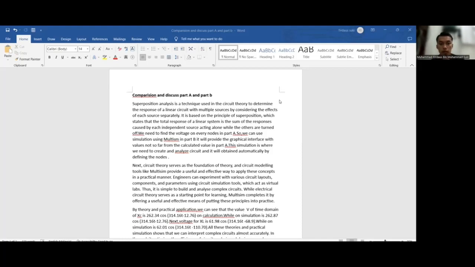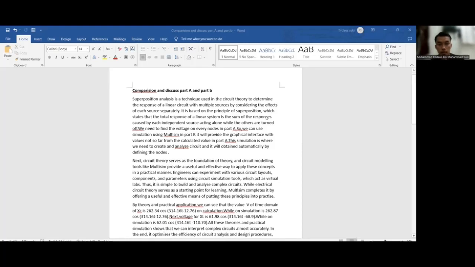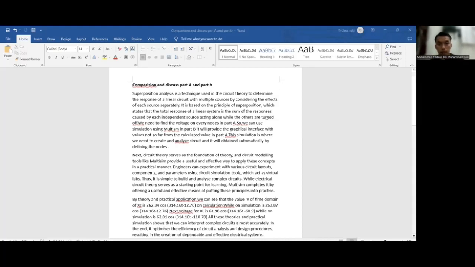We need to find the voltage on every node in part A. First, we find the voltage in part A by calculation. Then we can use simulation in Multisim in part B. It provides a graphical interface with values not so far from the calculated values in part A. So for part B, we use simulation to find the values, which are not so far from the calculation.